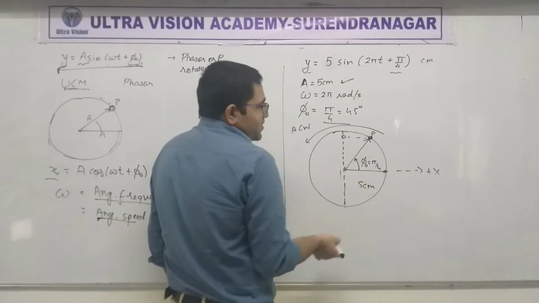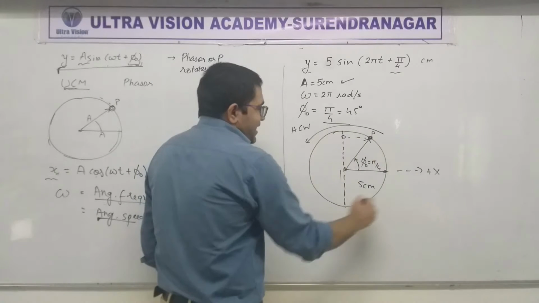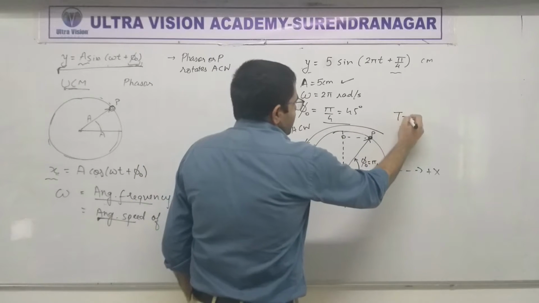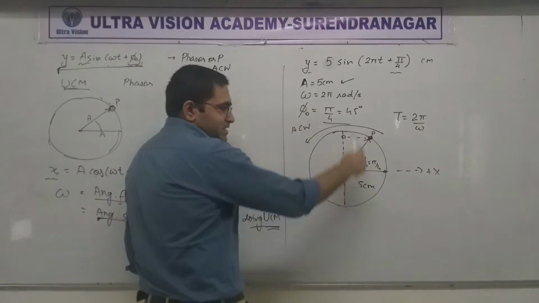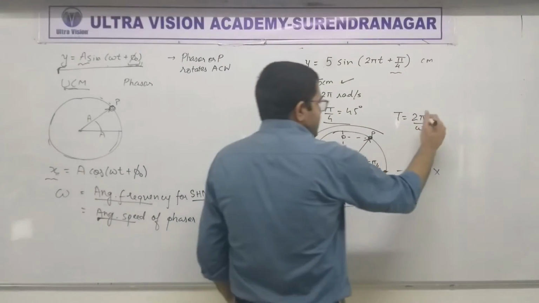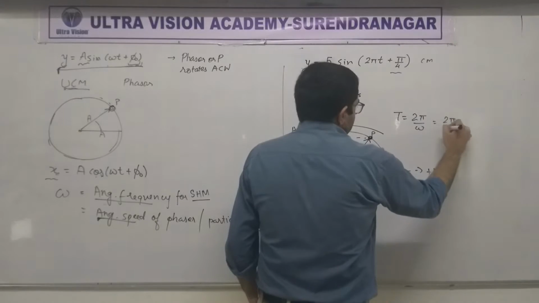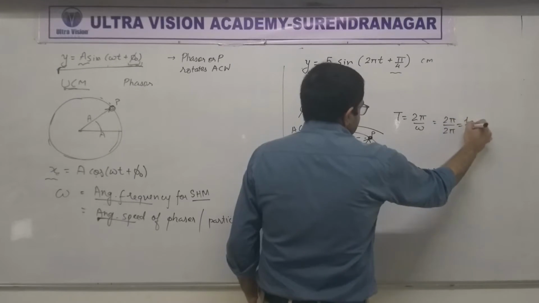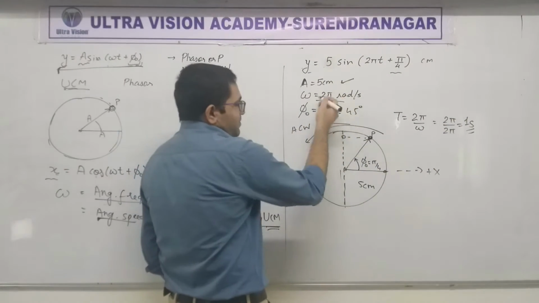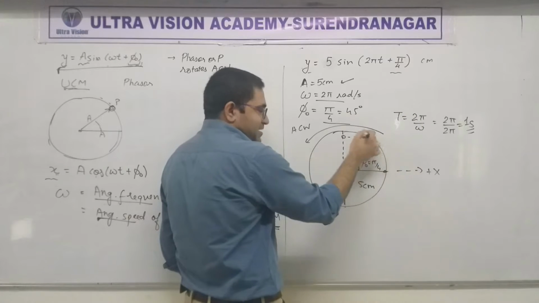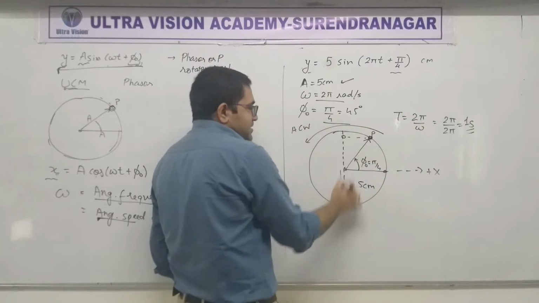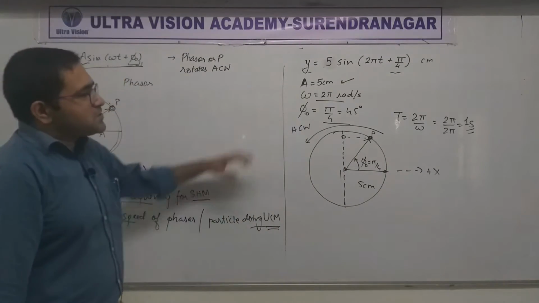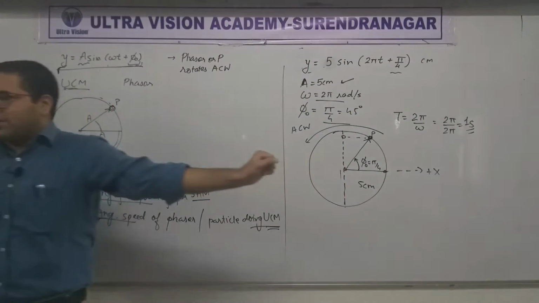Now, what you can say is this P will come back to the same point after a time period 2 pi by omega, of course, right? Because when one cycle is completed. So this would be 2 pi by 2 pi, that's 1 second. Of course, omega is 2 pi, so 2 pi by 2 pi is 1 second. That means after 1 second this is going to come back. So the time period of oscillation here is 1 second. Have you understood everything that I have related over here?